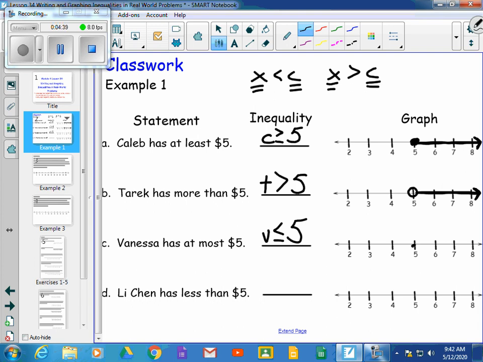Since we can include the 5, we put a solid dot on it. Now the numbers to the left of the 5 are correct. The 2, the 3, and the 4. And the parts in between them, because we can have cents or parts of $1. So we're going to draw an arrow going that direction right there.